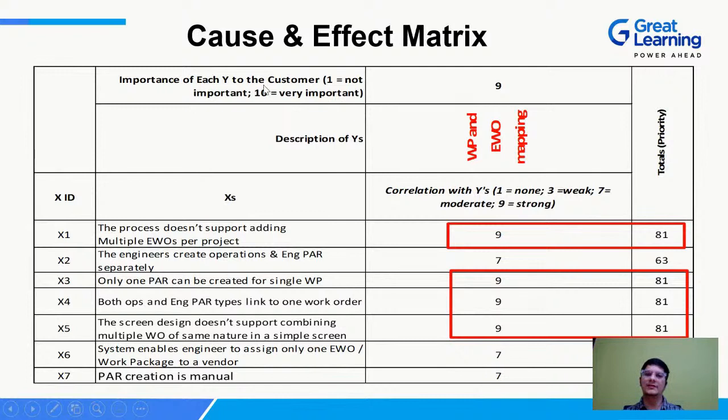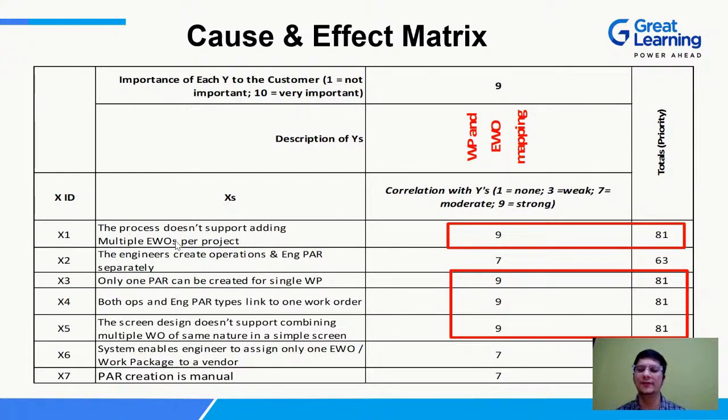the importance of Y equals to the customer, 1 equals to not important, 10 equals to very important. And the correlation of Y is 1 is none, 3 is weak, 7 is moderate, 9 is strong. You have your entry IDs, you have your X's, essentially what we discussed with Kaizen and 5S and also Theory Z. For example, you want to map out what's going right. What is the level of impact? What is the cause versus what is the effect?